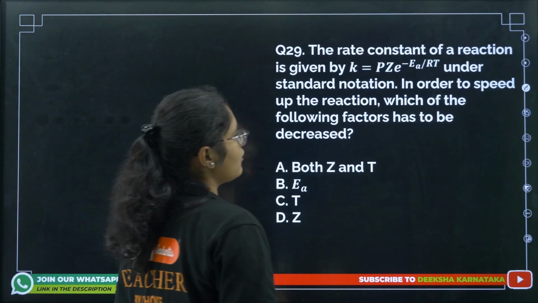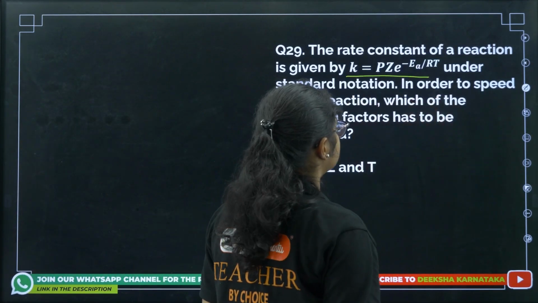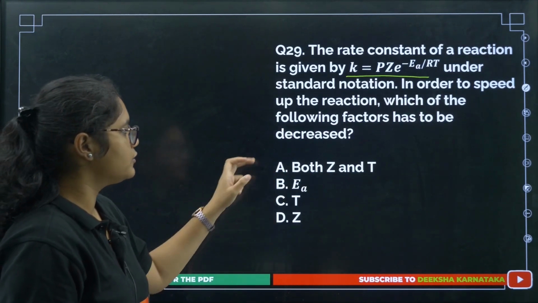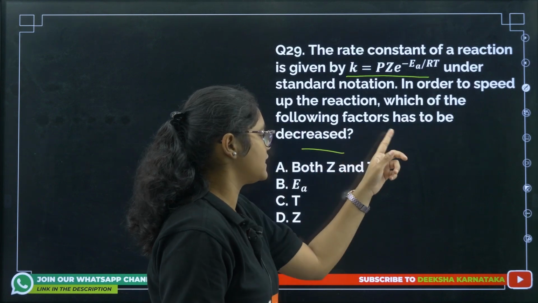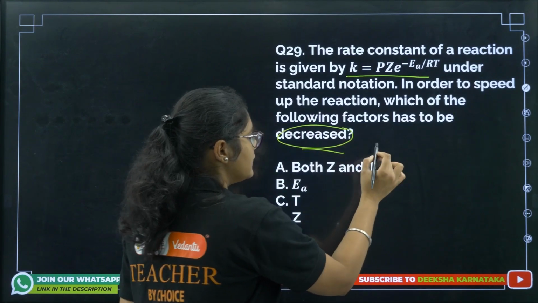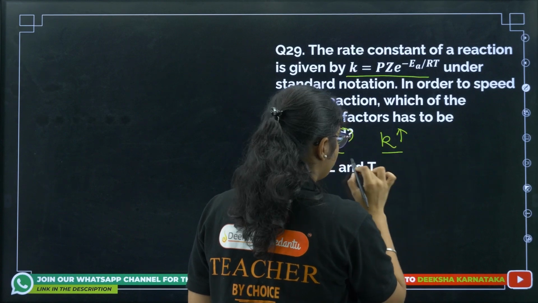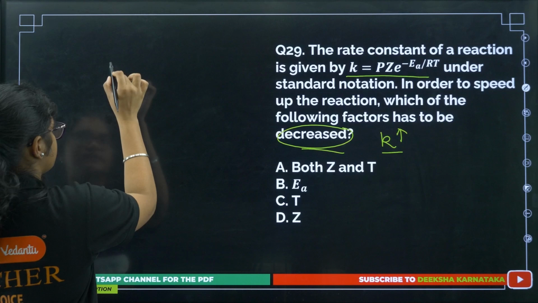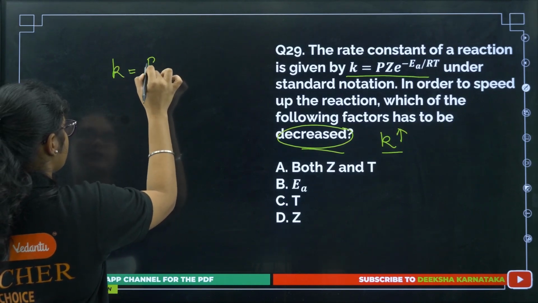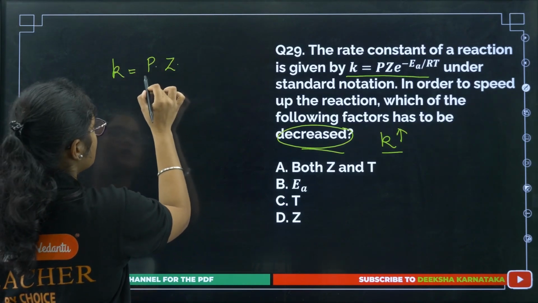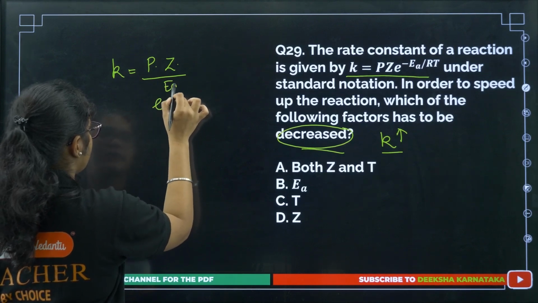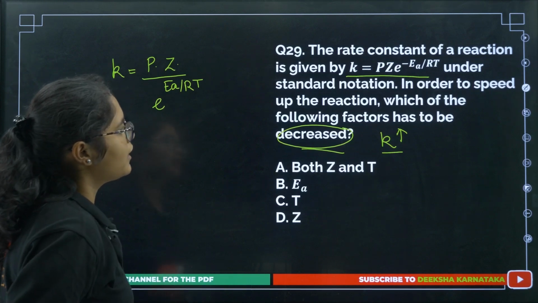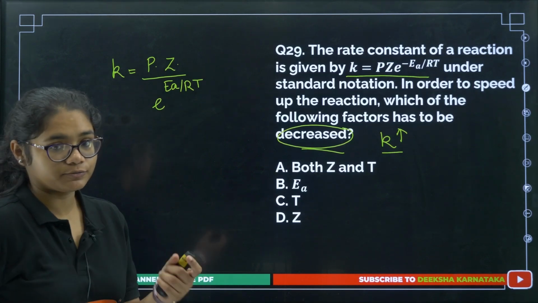Next, the rate constant of a reaction is given by K is equal to Pz into e to the power of minus Ea by RT. Under standard notation, in order to speed up the reaction, which of the following factors has to be decreased? You need to increase the K value. For that, which factor should be decreased? That is the question. Now if I write this equation, K is equal to Pz into e to the power of minus Ea by RT.